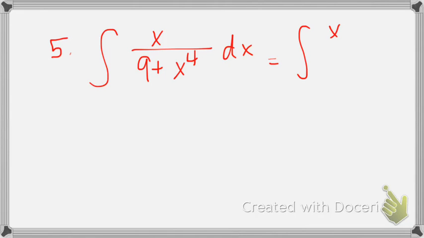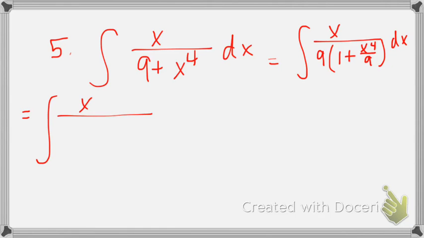I'm going to not worry about the x yet, but I am going to factor out a 9. And then I need that to be something in parentheses squared. So what would that be if that's x to the 4th over 9? Now this 9, if you want to put it on the outside, you can, so that it's not confusing you. That is 1 plus something squared on the bottom.